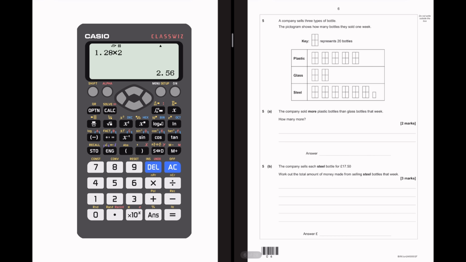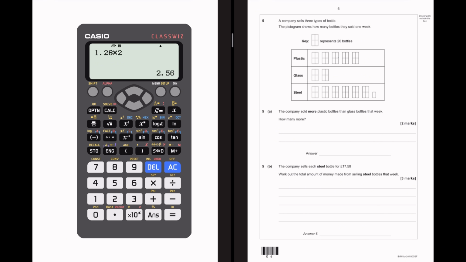Question 5 says a company sells 3 types of bottle. The pictogram shows how many bottles they sold 1 week. Part A says the company sold more plastic bottles than glass bottles that week. How many more? So in the key, 4 of these rectangles represent 20 bottles.